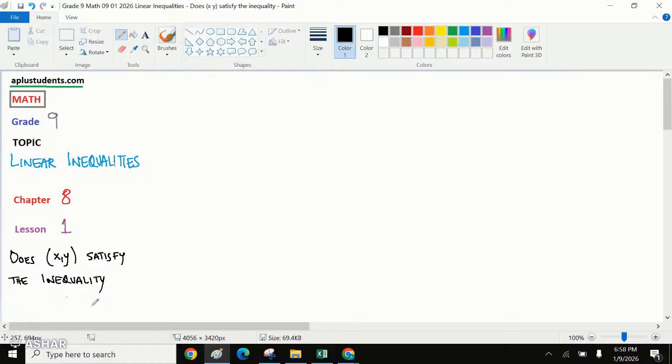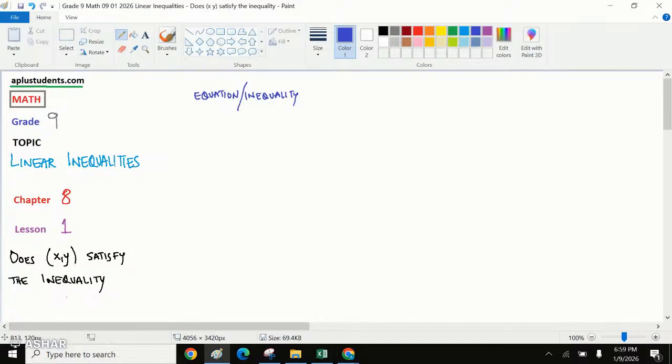Okay. Let's go to chapter 8, lesson number 1. So let me define what linear is. The term linear is used again and again, but we need to see what linear is. Before doing this, let's see what we have. Either we have an equation, where equation means it's equal, or we can have an inequality.